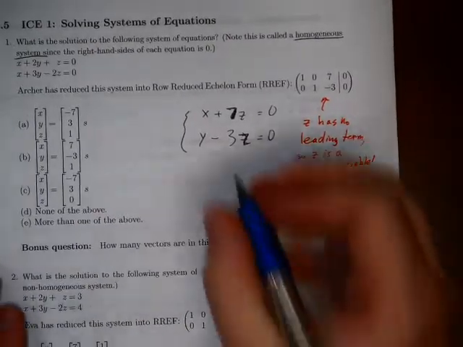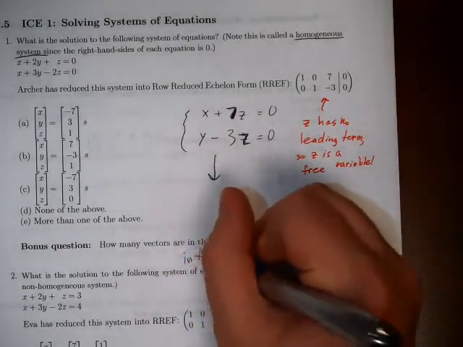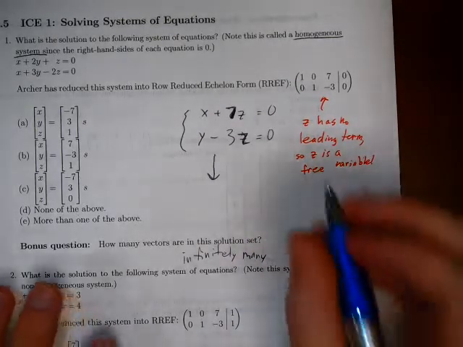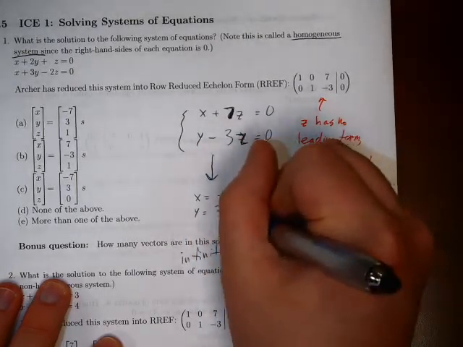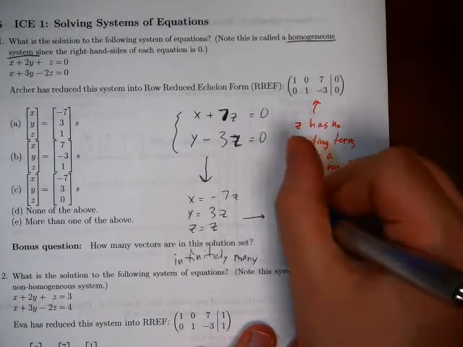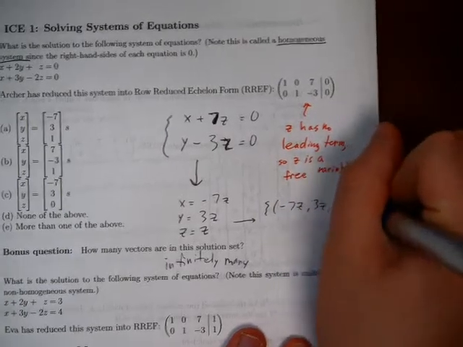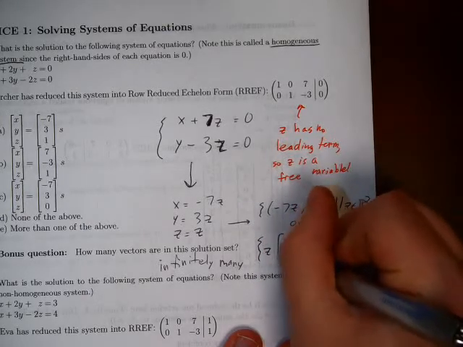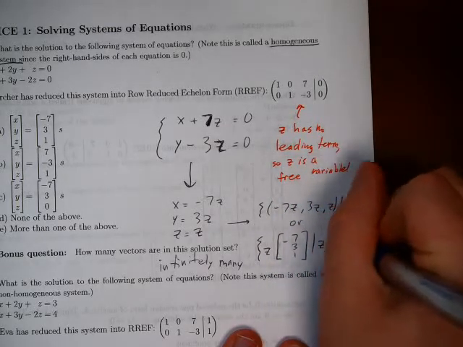So then we have infinitely many solutions, and we want to rewrite this so that x equals negative 7z, y equals 3z, and of course z is equal to whatever z wants to be. We can write this as the set of all negative 7z, 3z, z, such that z is an element of the real numbers, or we could write it as z times negative 7, 3, 1, such that z is an element of the real numbers.